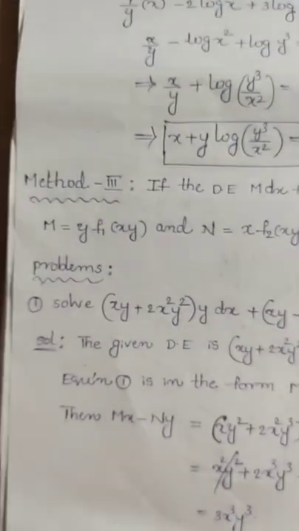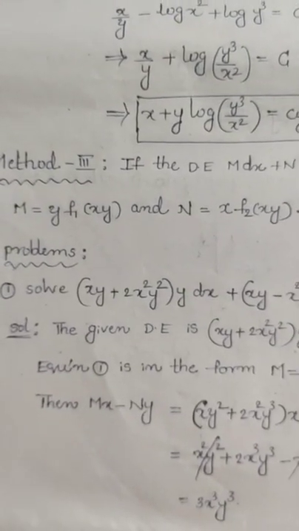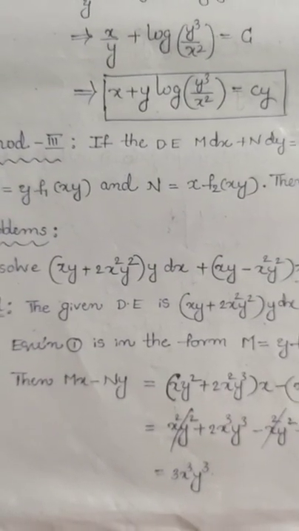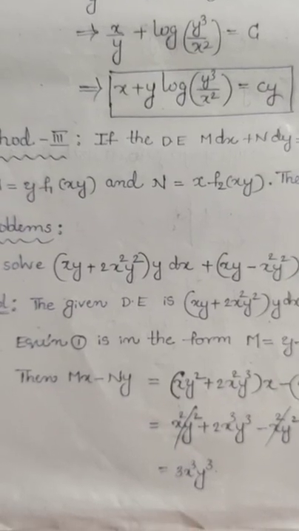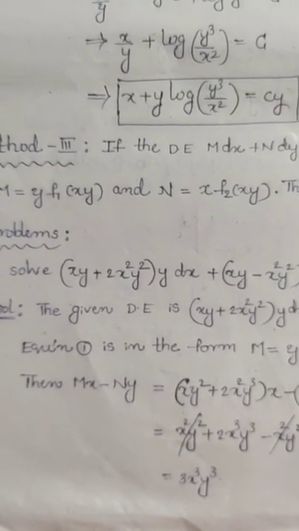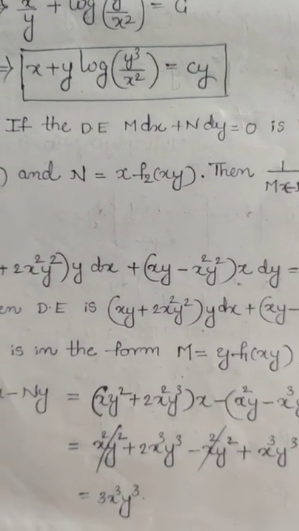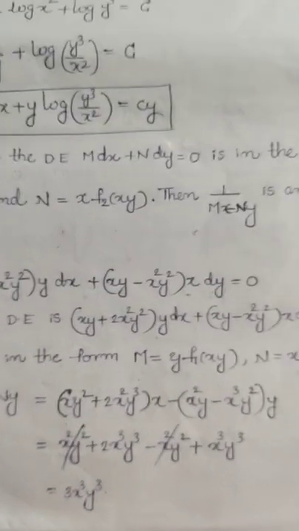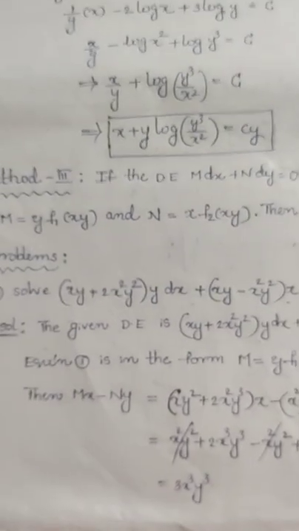Now let us discuss some problems about method 3. First problem: (xy plus 2x square y square) y dx plus (xy minus x square y square) x dy equal to 0. This is the given problem.